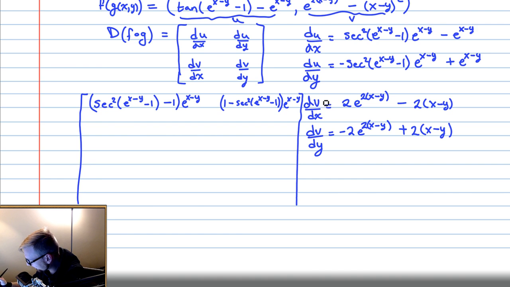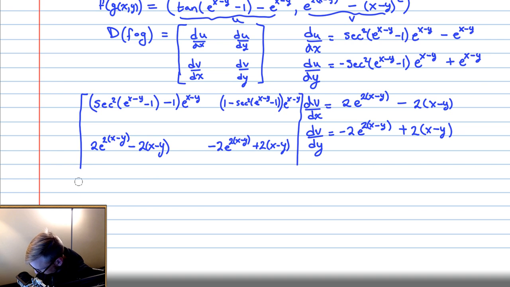dv dx is this one. We've got 2e to 2x minus y, and then minus 2 times x minus y, and dv dy, negative 2e to 2 times x minus y plus 2 times x minus y. Okay. Not bad. Let's see, is that the right answer? I don't know. That was the first time doing this question.